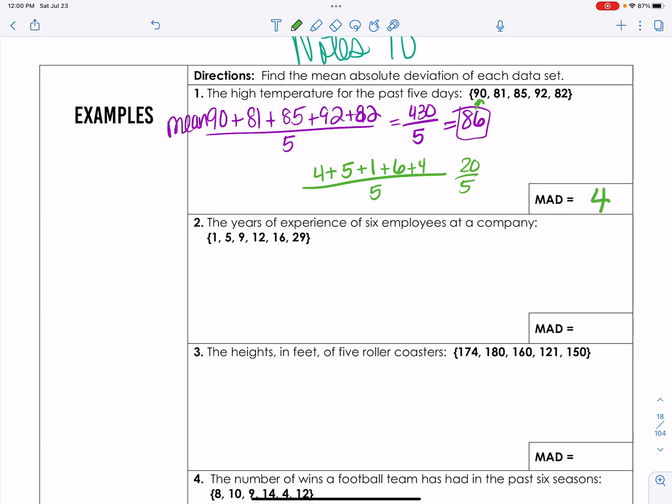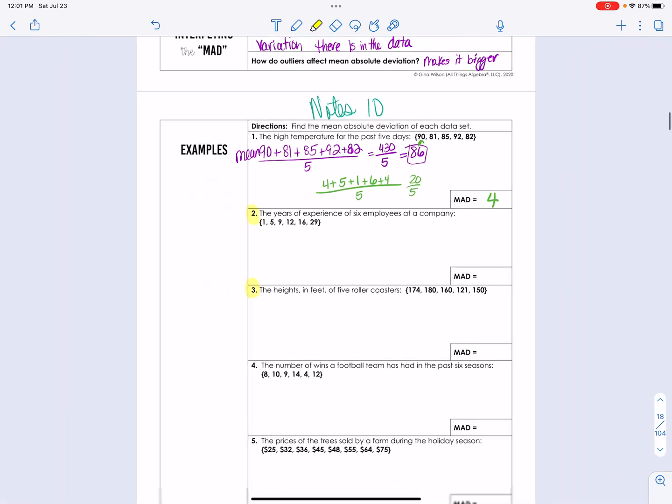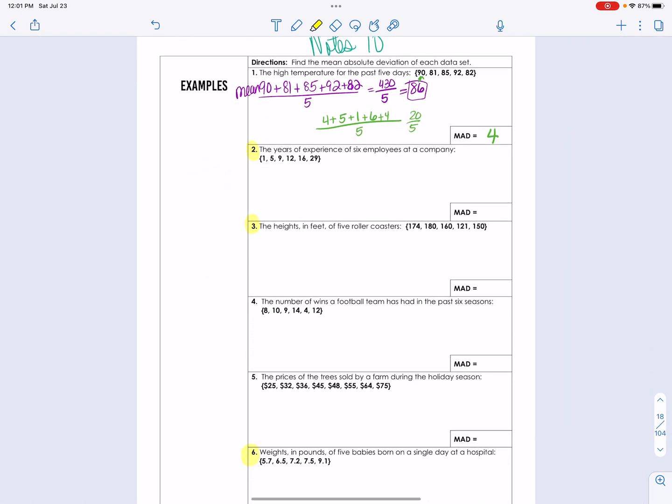Okay. All right. What I would like you to do right now, because I think you've kind of got this, is to do 2, 3, and one more. I'm going to zoom out so you can see it. I would like you to do 6, because it has decimals, and I just want to make sure you're okay with decimals. So pause the video and do those 3, please.